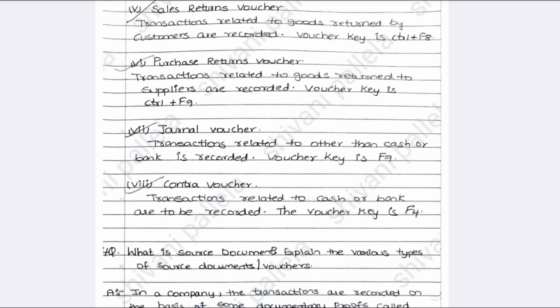Contra voucher is related to cash and bank. That means half the amount in cash, half the amount in bank. That type of transaction will be entered in the contra voucher. The function key is F4.